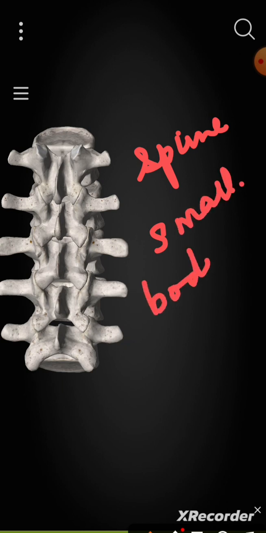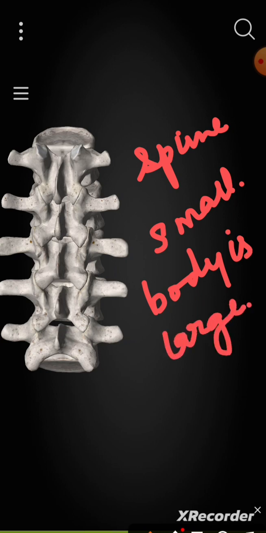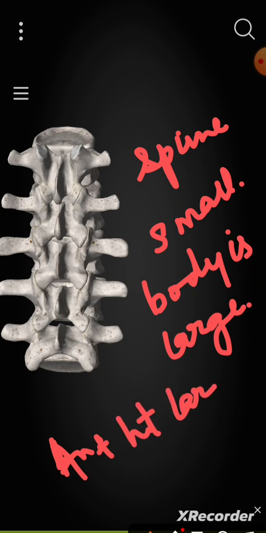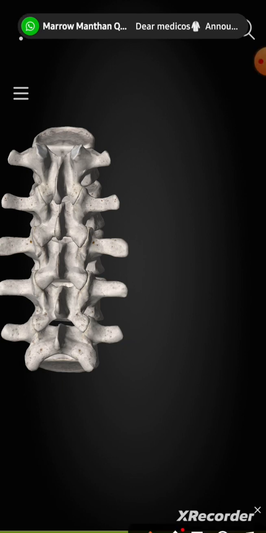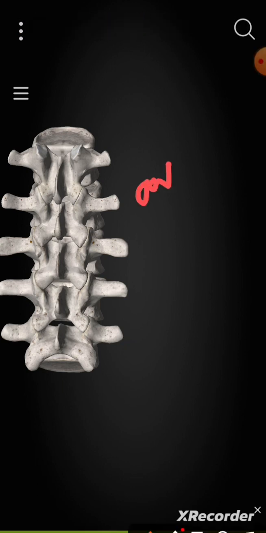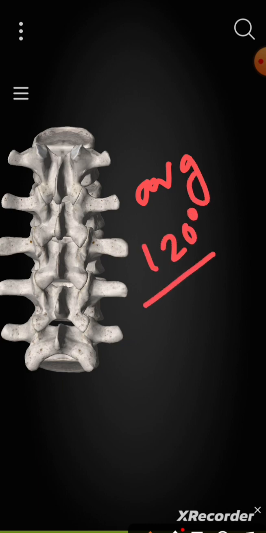Body is large. Its height anteriorly is large, and so it helps to form a lumbosacral angle, which is an average of 120 degrees. The distance between two inferior articular processes is more than two superior articular processes.